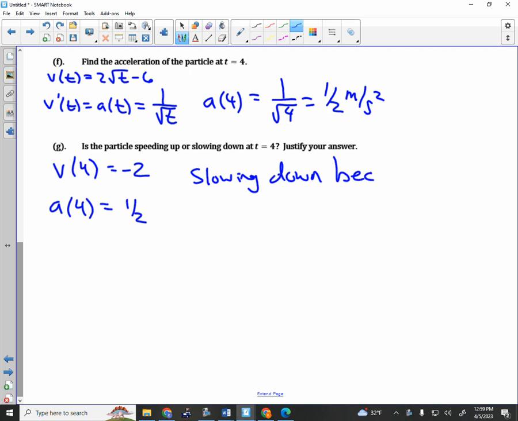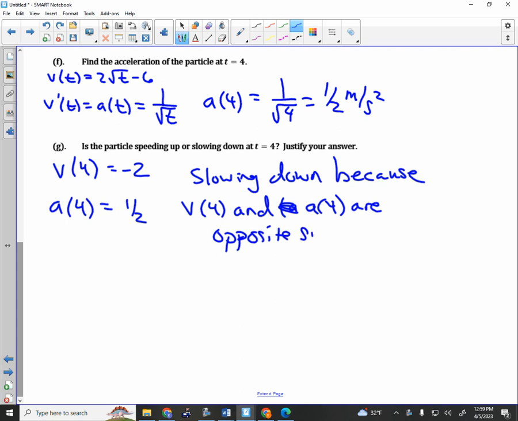Because v of 4 and a of 4 are opposite signs. If they're the same signs, it's speeding up. If it's opposite signs, it's slowing down.